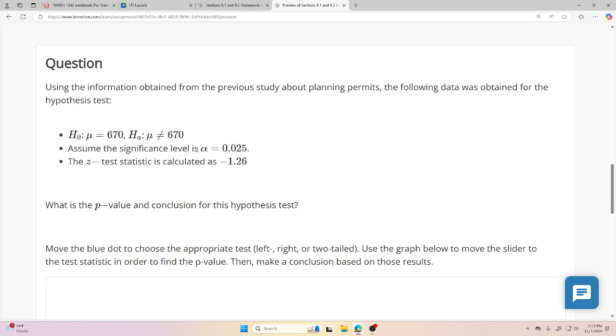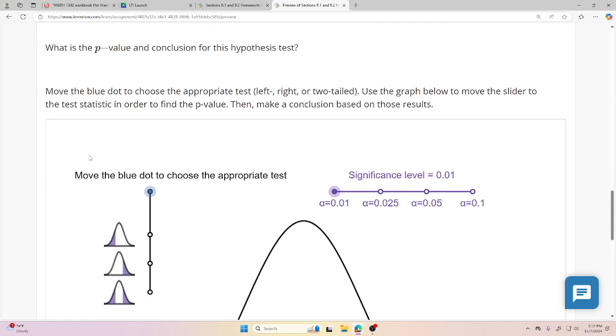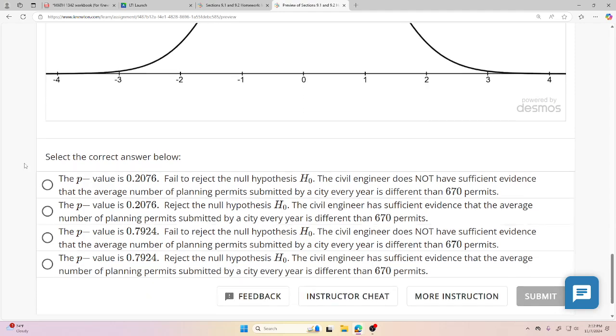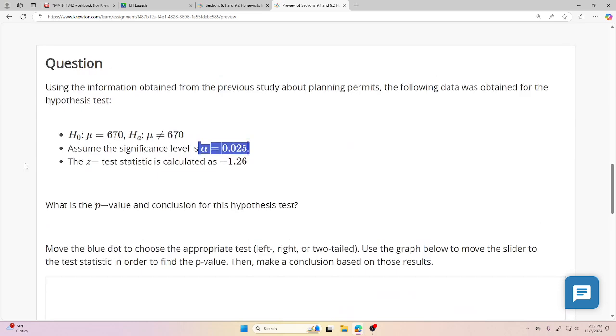So our cutoff line is at 2.5%. And, oh, that's mean. Look. So let's pause for a second here.